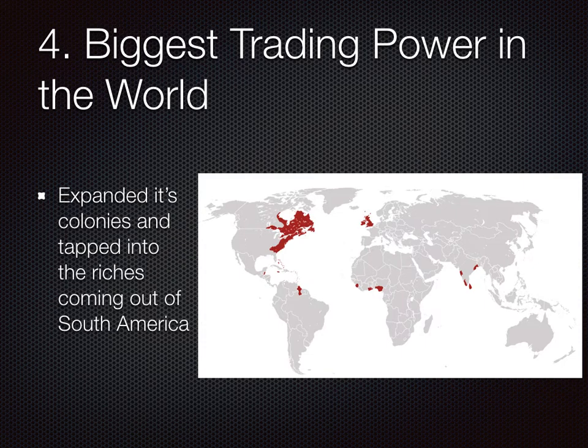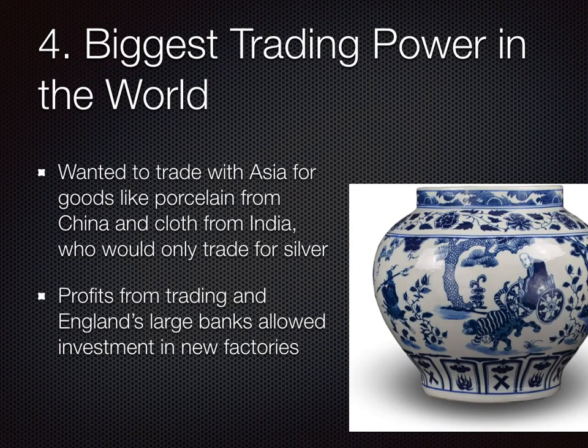Another reason they really launched into trading was that they expanded their colonies and they wanted to tap into the riches that were coming out of South America. They wanted a share of these riches so that they could trade with Asia for goods that weren't produced in Britain that were really valued, stuff like porcelain from China and cloth from India.